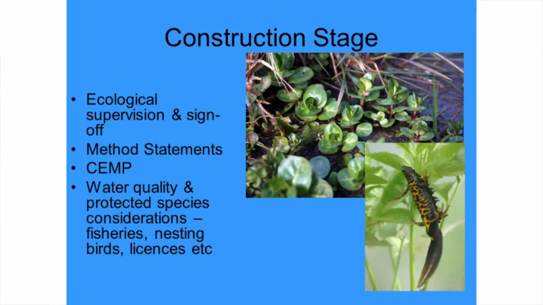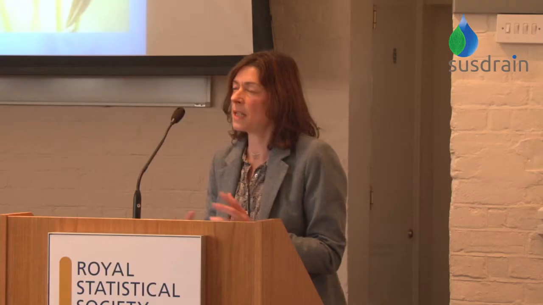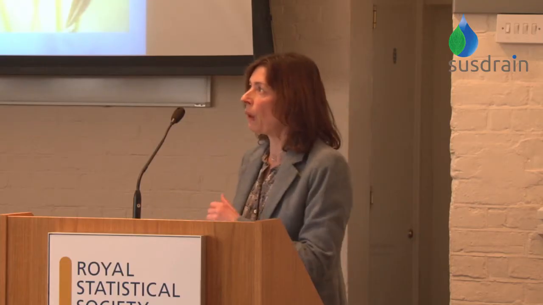Once approved, we go into the construction stage, and I've mentioned here that there'll often be a sort of element of ecological supervision. The amount of ecological input is variable according to the complexity. So the kind of examples I'm going to show you are at the more complex wetland habitat creation end of the scale. So you wouldn't necessarily need this level of input if you were designing and building a swale, for example.